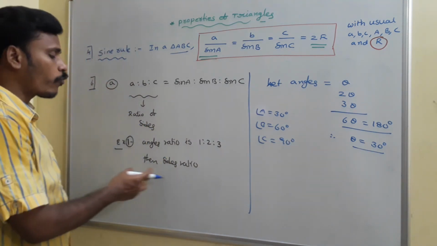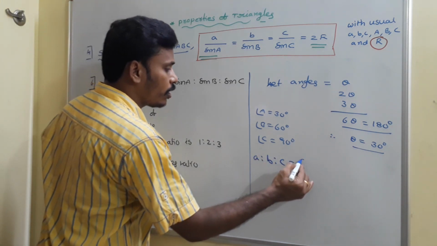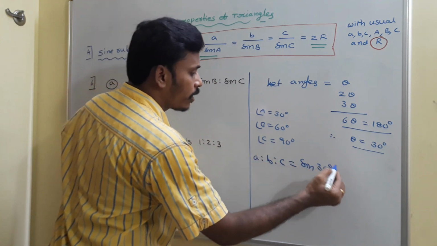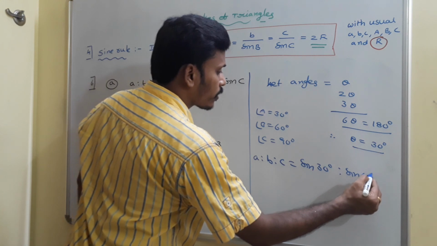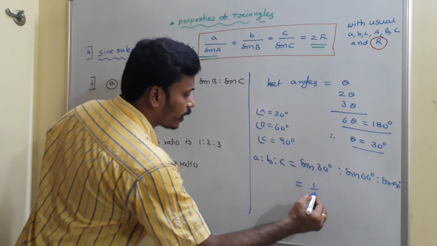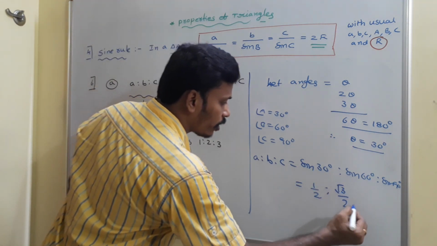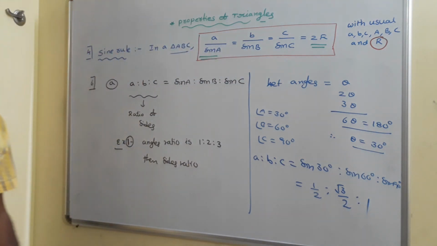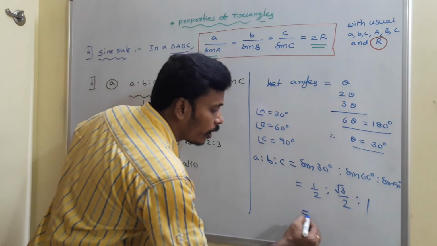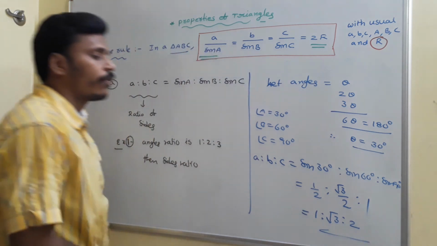But my question is to find the sides ratio. Now the sides ratio: a is to b is to c equals sin A is to sin B is to sin C, in the sense sin 30 degrees is to sin 60 degrees is to sin 90 degrees. What is the value of sin 30? 1 by 2. What is the value of sin 60? Root 3 by 2. What is the value of sin 90? 1. Since we are finding the ratio, you just multiply everything by 2. It becomes 1 is to root 3 is to 2.